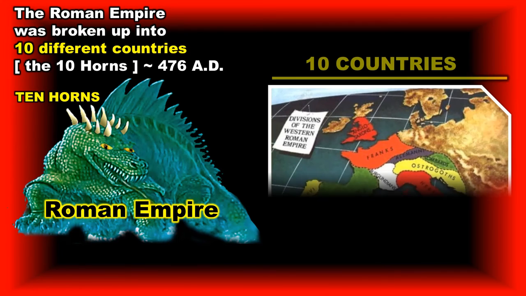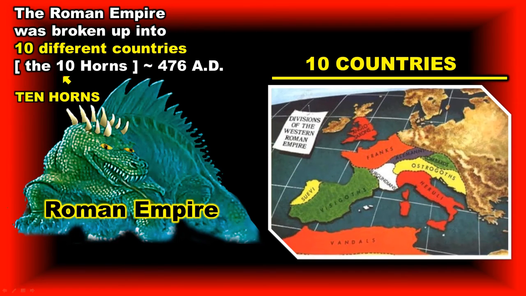So the Roman Empire was broken up into 10 different countries, and that occurred around 476 AD. And these are the 10 countries that you can see here. This is pretty well studied and documented in your history books, and you can look into that more if you're more interested in it.